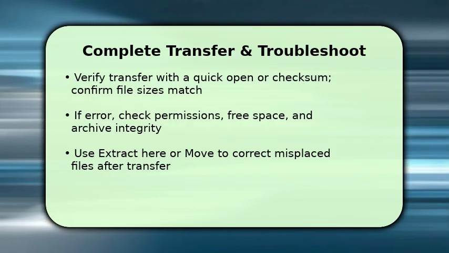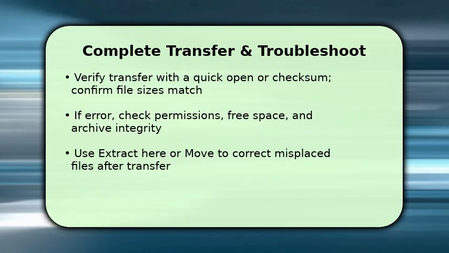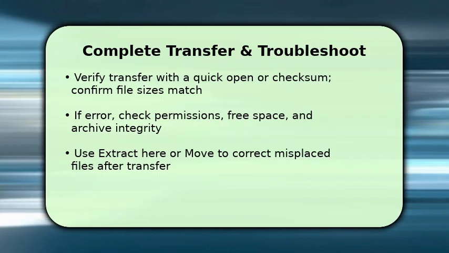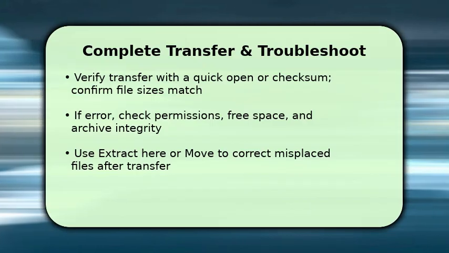If something goes wrong, an error during paste or extract, check permissions, available storage, and whether the archive is corrupted. Retry with a lower compression level or recreate the archive. Make sure to extract using Zarchiver's extract here or move function to correct any misplaced items and restore the original.